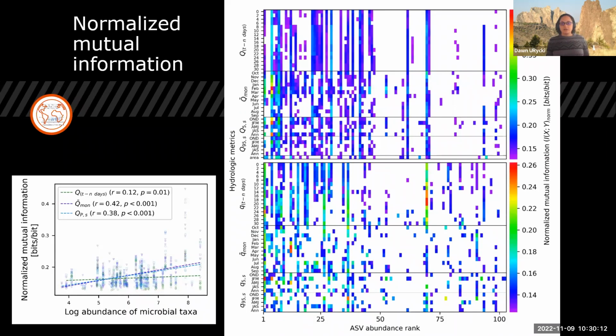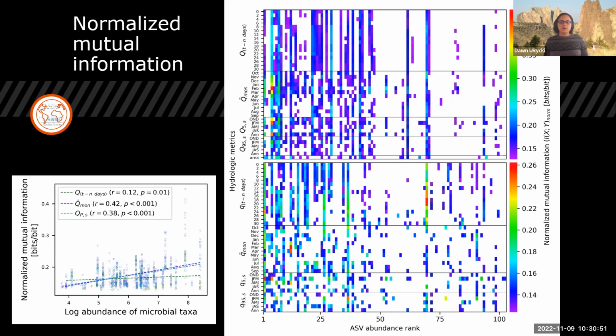So here is what we found. We have a heat map of the significant values of normalized mutual information for each ASV and each hydrologic metric. ASVs are presented in order of decreasing abundance, with the most abundant on the left, ASV1, and the least abundant on the right. The top panel shows absolute discharge and the bottom is discharge per unit area. Then we have daily discharge metrics in the top row, monthly in the center, and seasonal high and low flows in the bottom. White areas indicate no significant information.